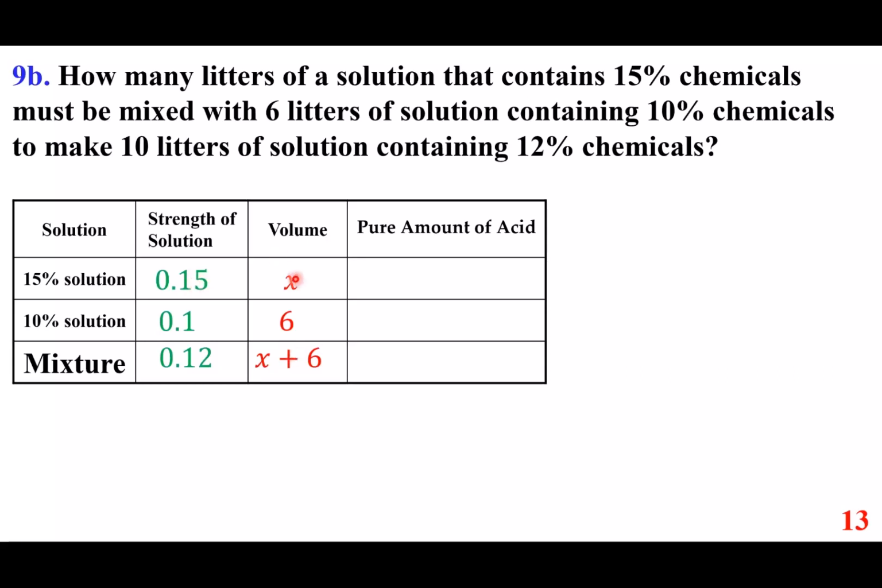Now, these two, if you multiply, you get 0.15x here. That's the pure amount of acid, because only 15% is pure or actual amount. 0.1, it's just the pure amount of chemicals, doesn't have to be acid, whatever that chemical is, okay?